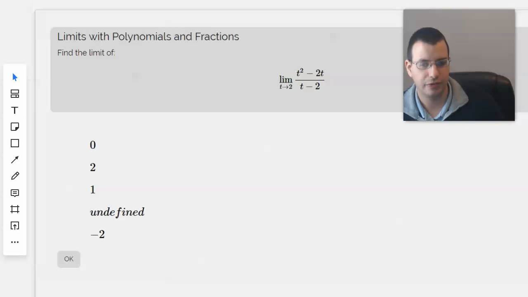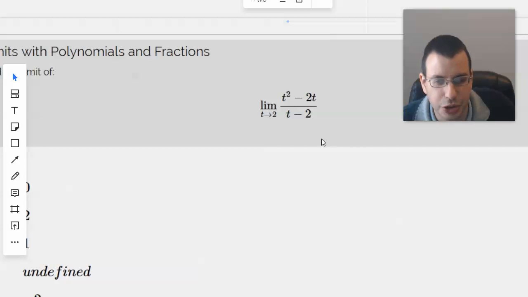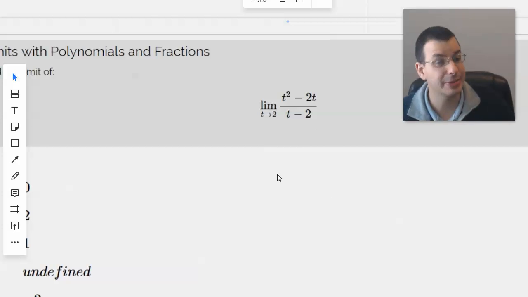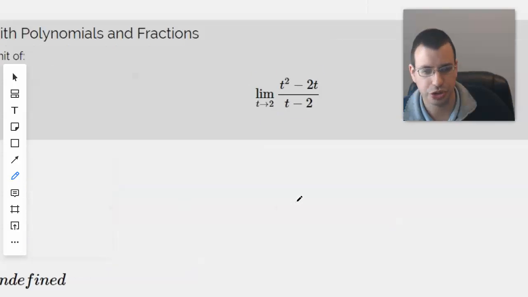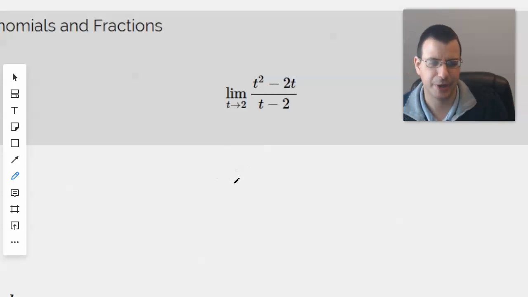Find the limit as t approaches 2 of the quantity t squared minus 2t, all over the quantity 2 minus t minus 2. That's much more of a tongue twister than I had initially thought it would be. I was overconfident. Okay.